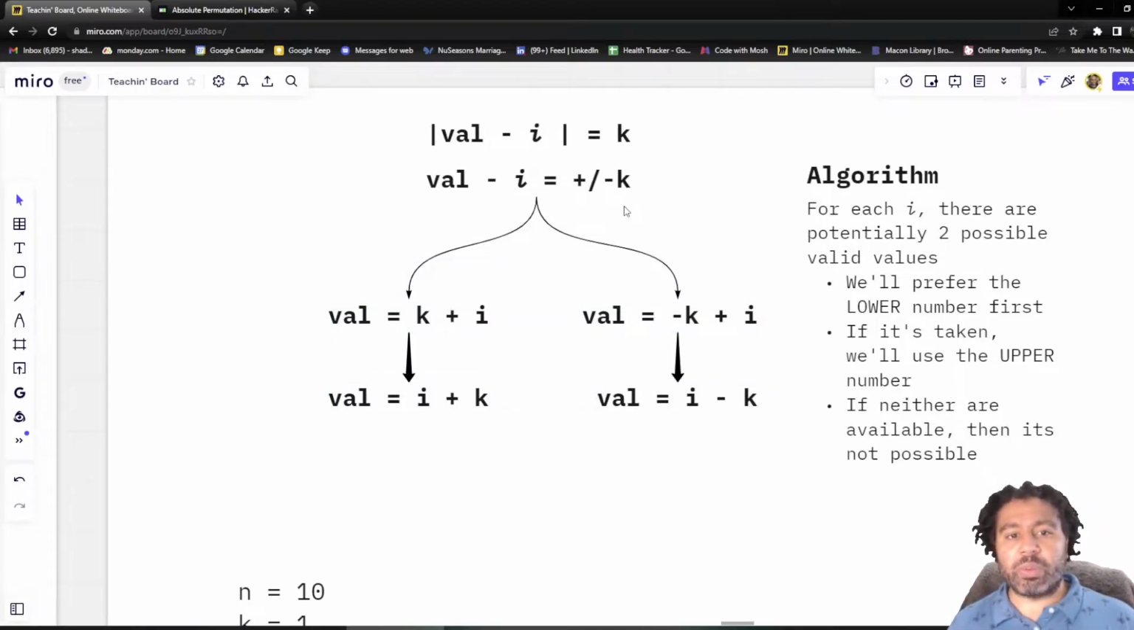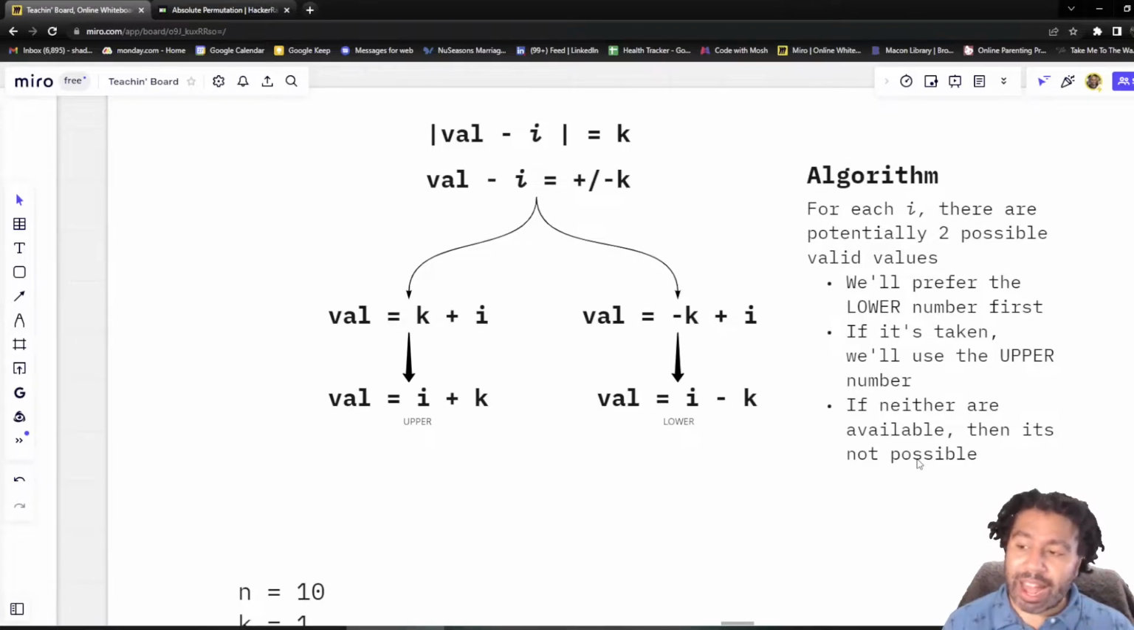The other is going the other route, where you take the negative k. If you have negative k and you take the minus i here, you add it to both sides, and then you get negative k plus i, which is the same thing as saying i minus k. For each i, there are potentially two possible valid values. Essentially one is the higher value, which I call the upper value, which is always going to be i plus k, and the lower value, which is i minus k.